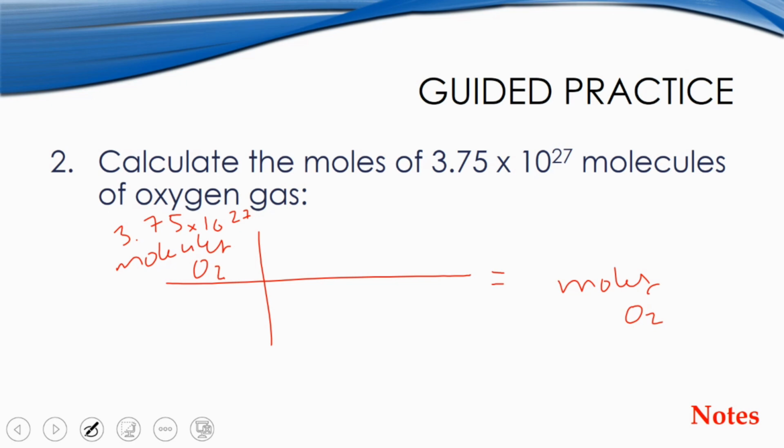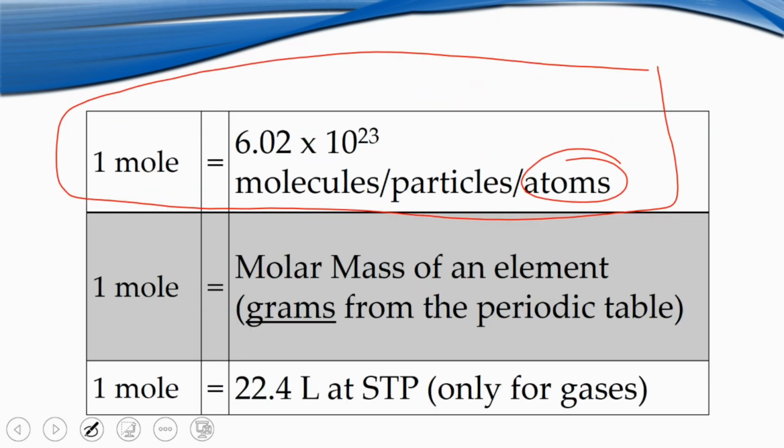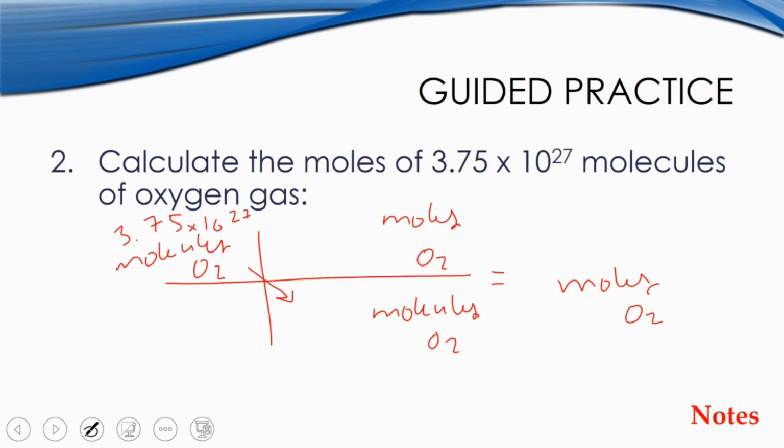So we begin the process, and you'll notice that the process is the same every time. We bring down the units so that we can cancel. And on top, we write the units that we are looking for, which is moles of O2. So then we look at the relationship. Let's go back to that. Again, molecules is one of those units that we can use for Avogadro's number. So for every 1 mole, we have Avogadro's number, 6.02 times 10 to the 23rd.